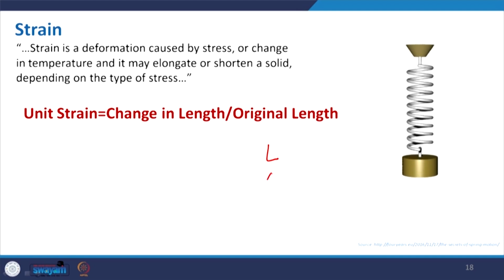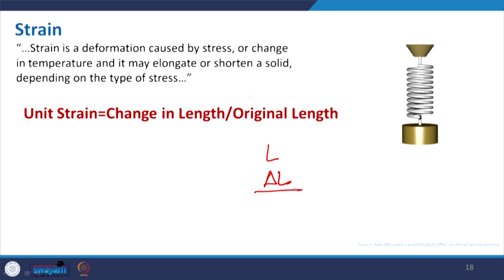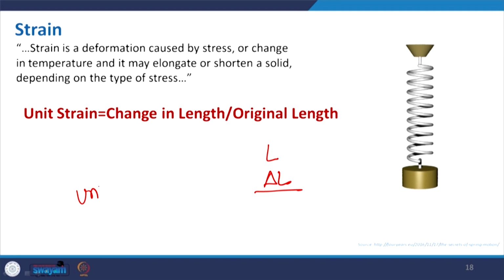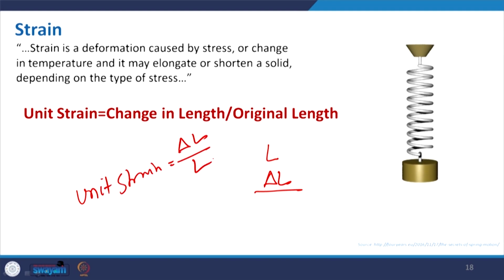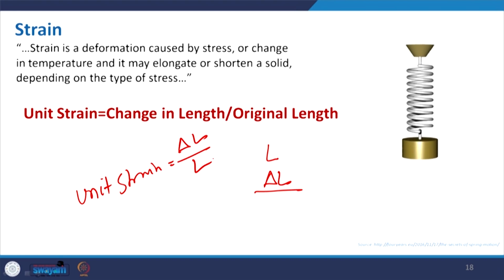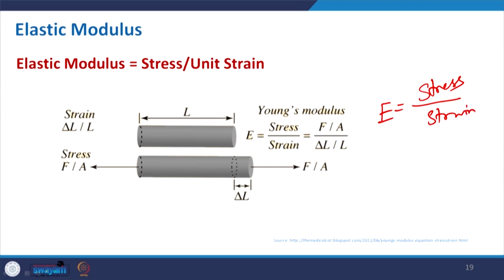That deformation is basically, if the original length is L, the deformation is delta L. This is basically the strain, and the unit strain is calculated as the change in length divided by L, that is, delta L by L. This is very important, and depending on that you have some ultimate strain and stress. When we develop the relationship between stress and strain, we get the elastic modulus. So, what exactly is it? It is very simple. It is basically stress divided by strain of the material.